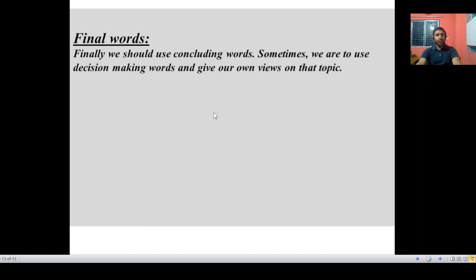Final words. Finally, we should use concluding words. Sometimes we use decision-making words and can give our own views on that topic. And this is about all graphs and charts.